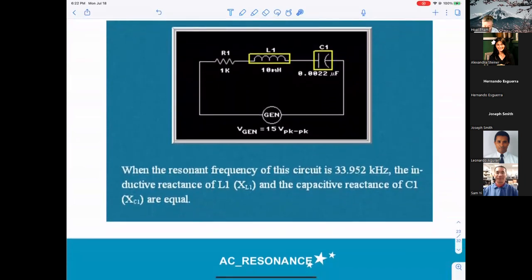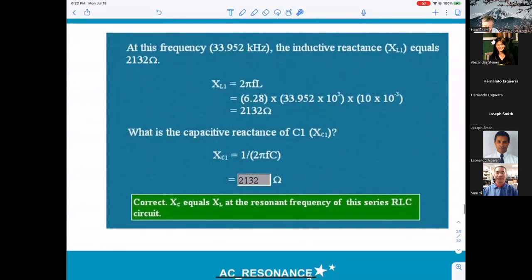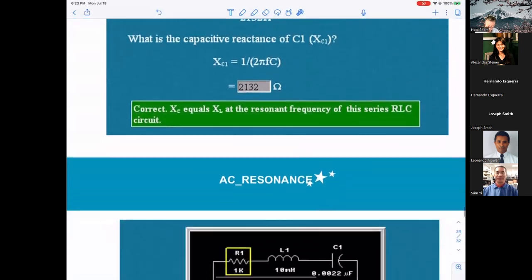When the resonant frequency of this circuit is 33.952 kilohertz, the inductive reactance XL1 and capacitive reactance XC1 are equal. Okay, and they calculate XL and XC, and they get 2132 ohm. I hope up to this point you can understand.